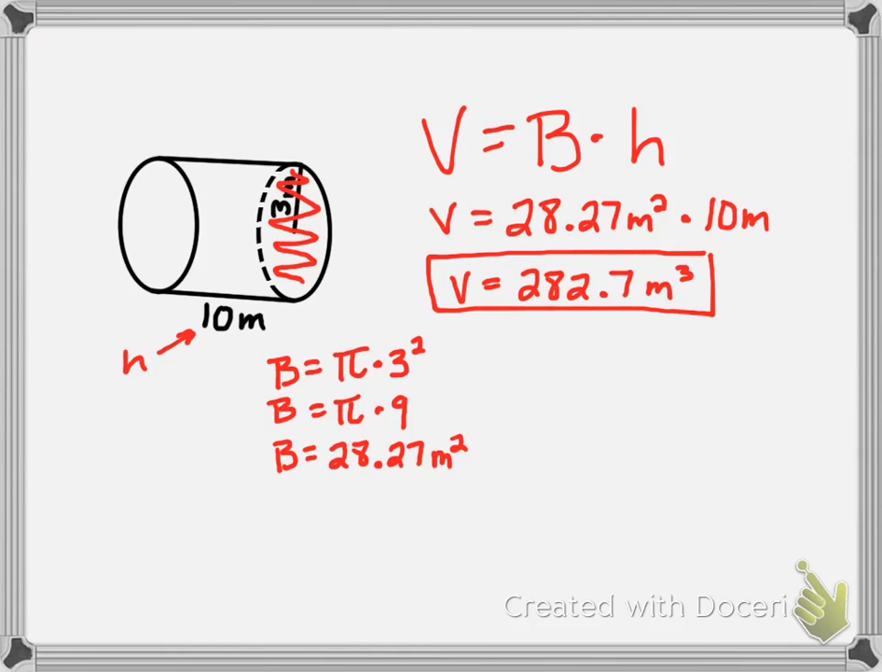Now notice, again, I did the same thing as both previous prisms. The only difference was when I found the area of the base, it happened to be a circle. So I had to find the area of that circle. But nothing else changed. I'm just finding the area of the base and multiplying by the height. That's it. All right? So you can use this formula for any prism or cylinder. Okay? And it will work every single time.